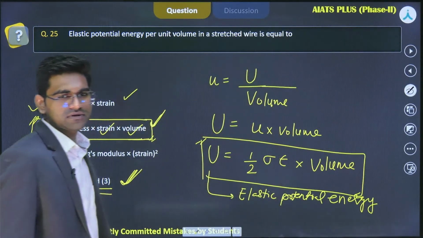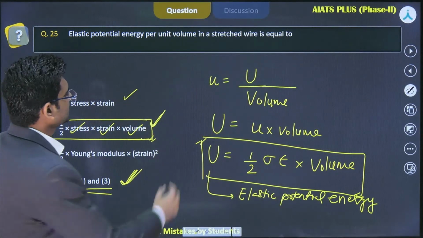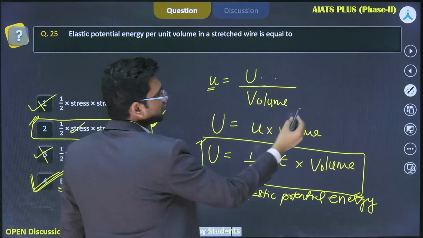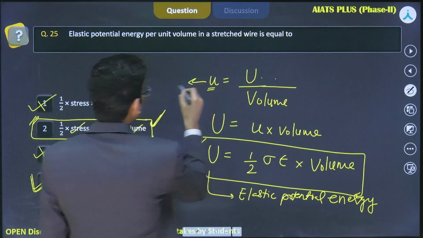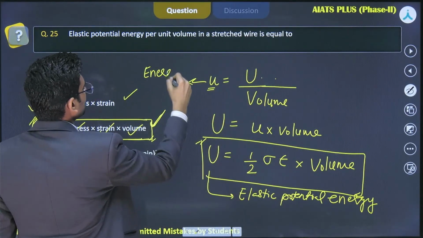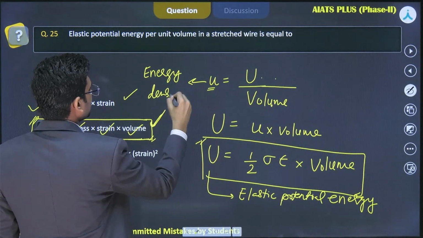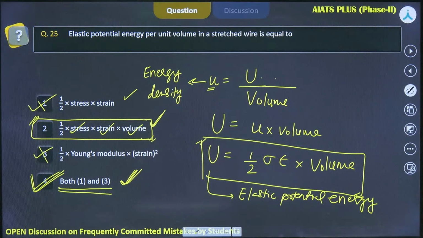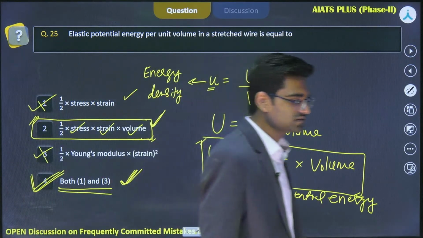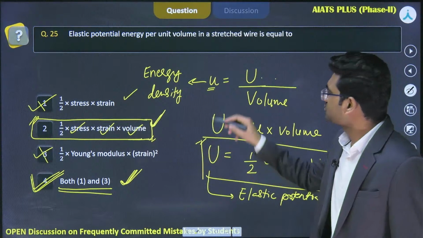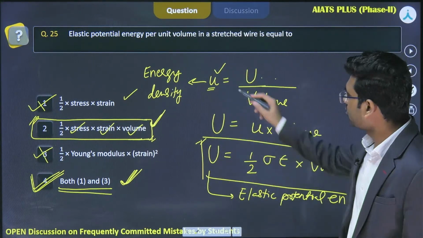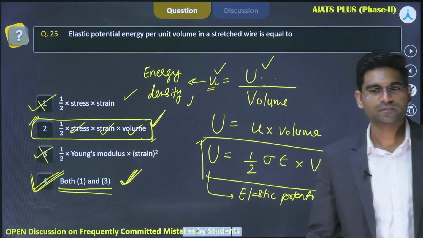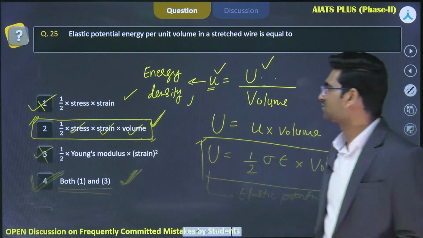The energy density is actually small u, okay? This is energy, this is volume, so energy per unit volume, this is energy density. Elastic potential energy. Manvendra, are you getting this now? So this is already energy density. Now you multiply that energy density with volume and you will get the total energy. Got it? Okay.